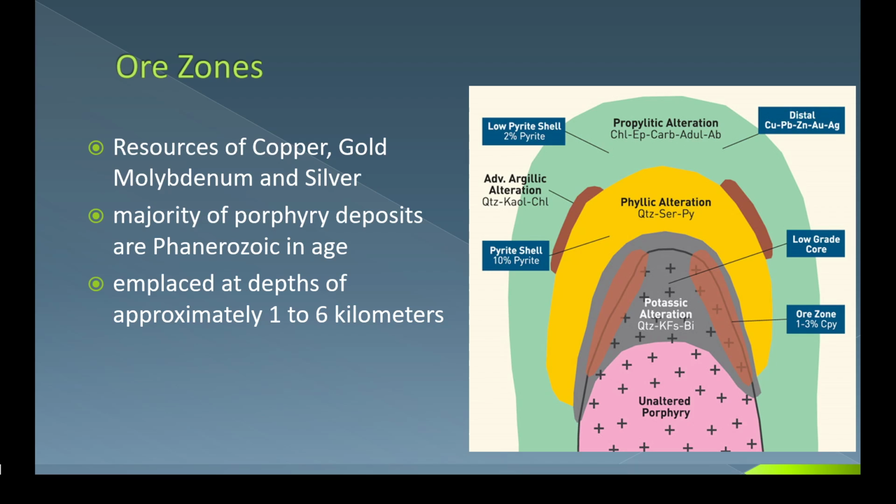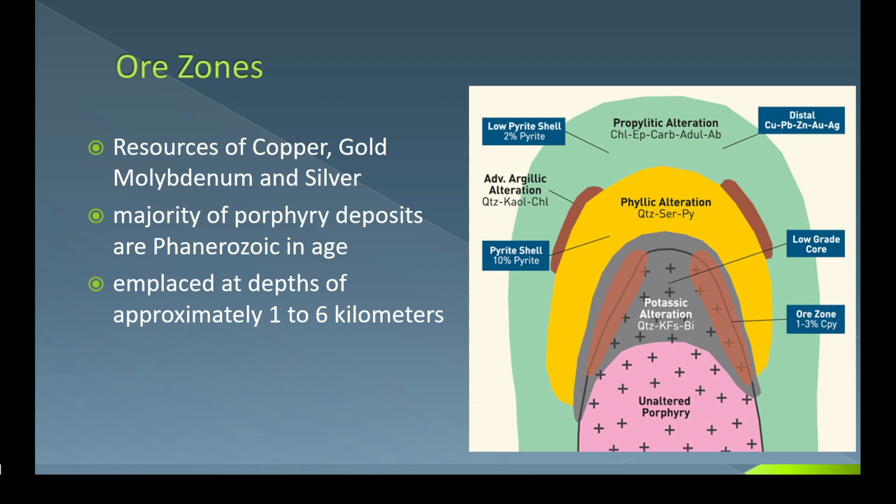In this example, in the porphyritic alteration we find chlorite, epidote, and carbonates, while in the phyllic alteration zone, we're finding quartz, cerussite, and pyrite. Therefore, we are finding the unaltered porphyry at the bottom with the different alteration zones coming up.